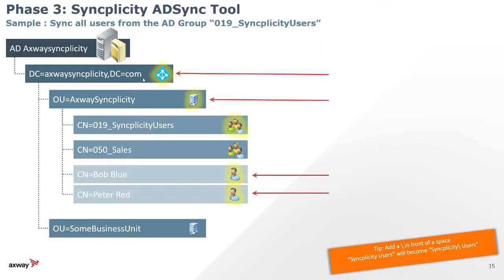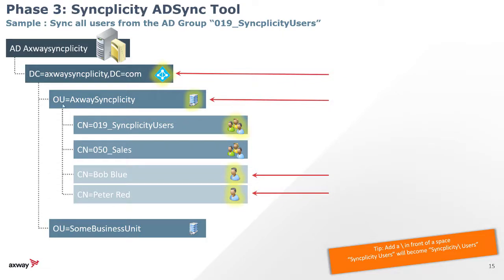This is the moment where I need to explain what I'm going to do in my demo. In my Active Directory, which is called Axway Syncplicity, I have a forest, which is axwaysyncplicity.com. That will be my base DN. In there I have an organizational unit, which is a little bit different from the samples that we explained earlier. And this is a little bit more realistic to how customers organize their users.